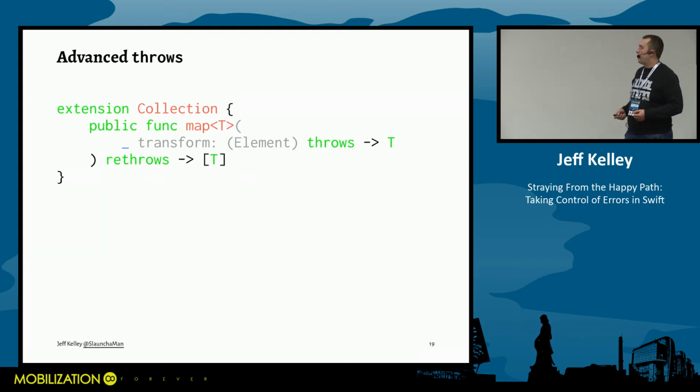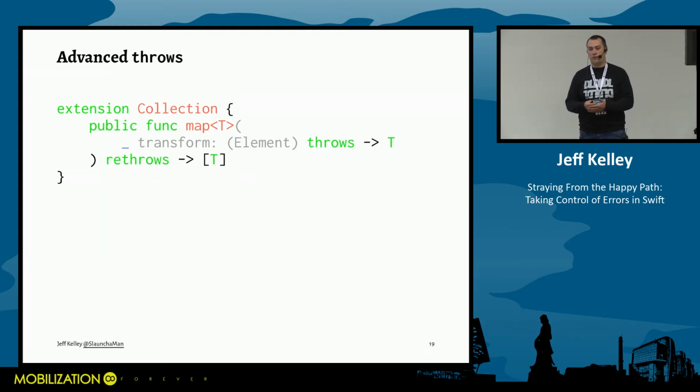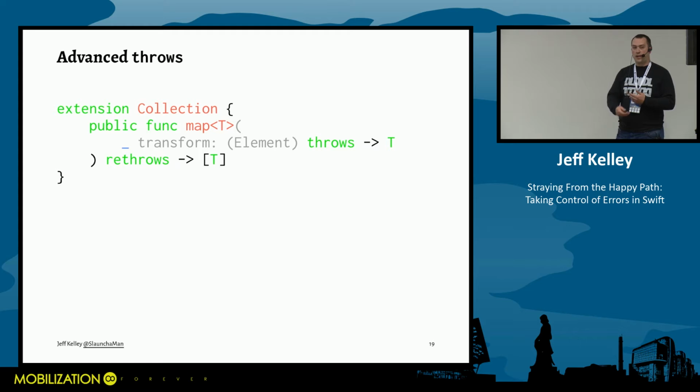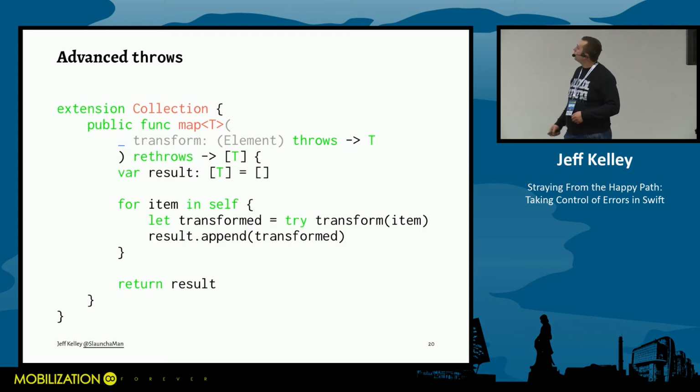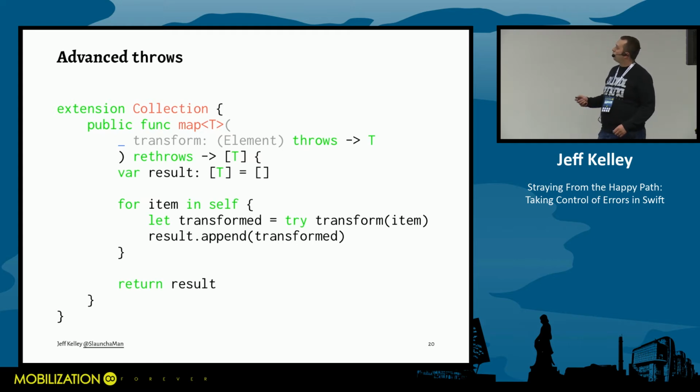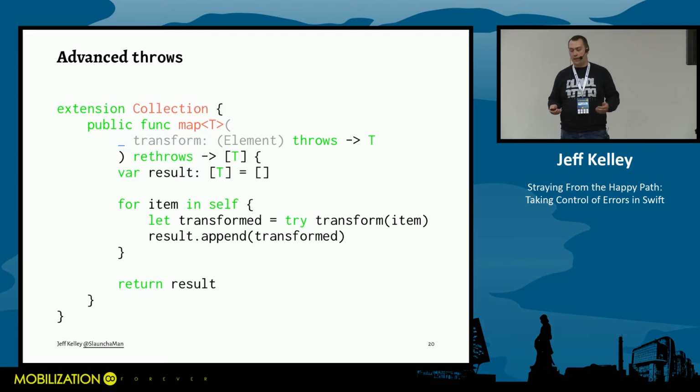So if what you pass into map doesn't have the throws keyword, if there's nothing that happens in that closure that could throw, then it's just like probably 99% of the times you've used map, where there is no catch to worry about, there's no try. If what you pass in doesn't throw, you don't have to put try before the map. And so here's that in use. We get this result, and then we just try the transform on the item, append it to the result, and that's it.